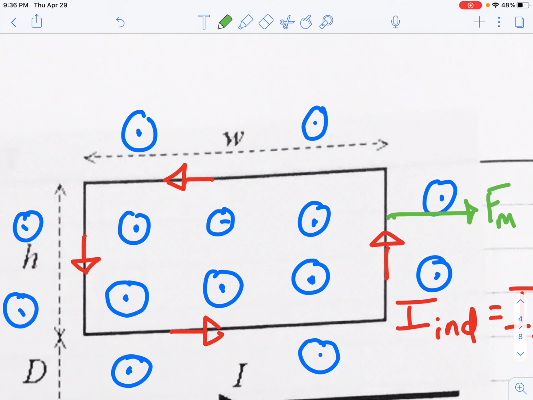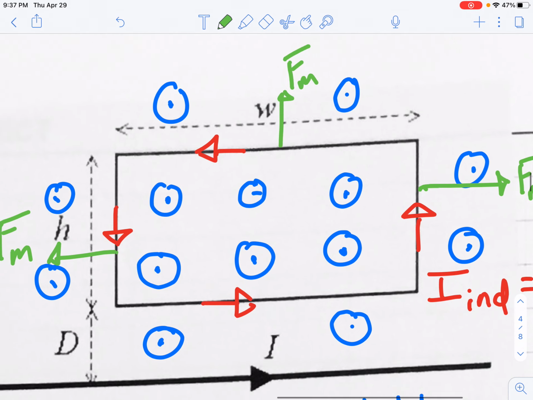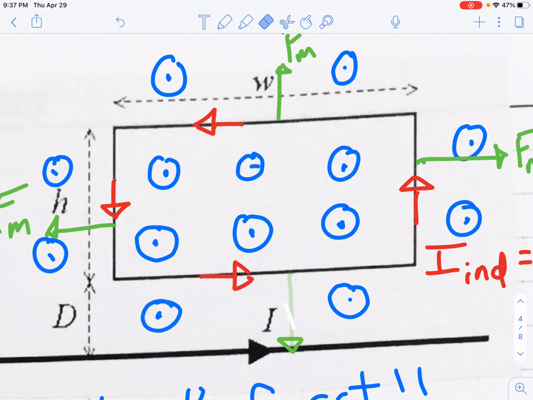On the top of the loop, point your fingers to the right, curl your fingers out of the page. This one gets a force upwards. On the left, you point your fingers down, you curl your fingers out of the page. This is going to experience a force to the left. And on the bottom of the loop, you point your fingers to the right, you curl your fingers out of the page, and this one experiences a force downwards.